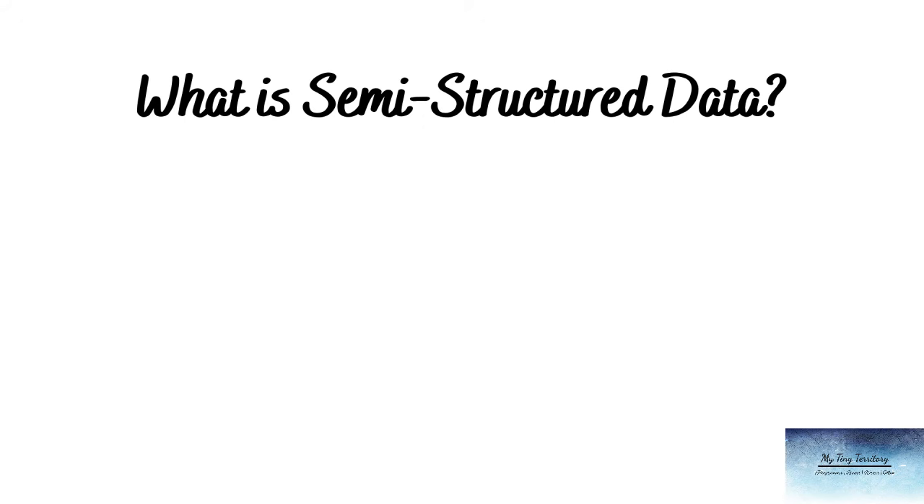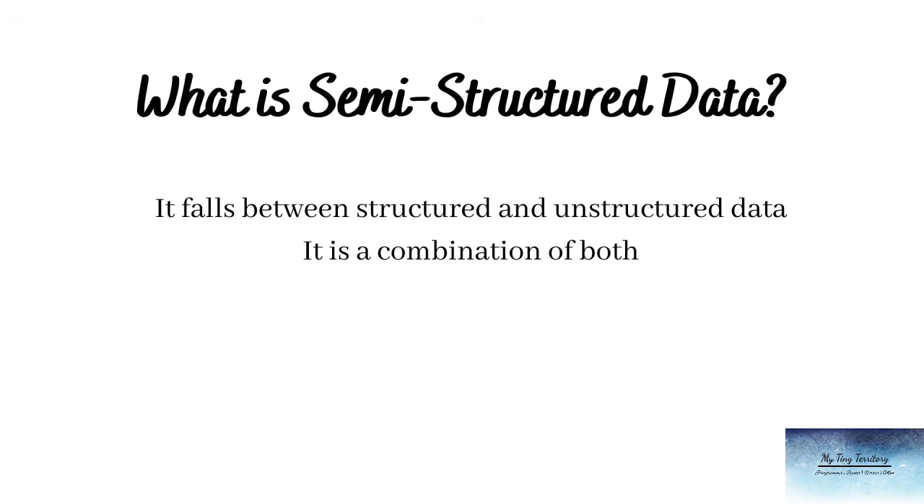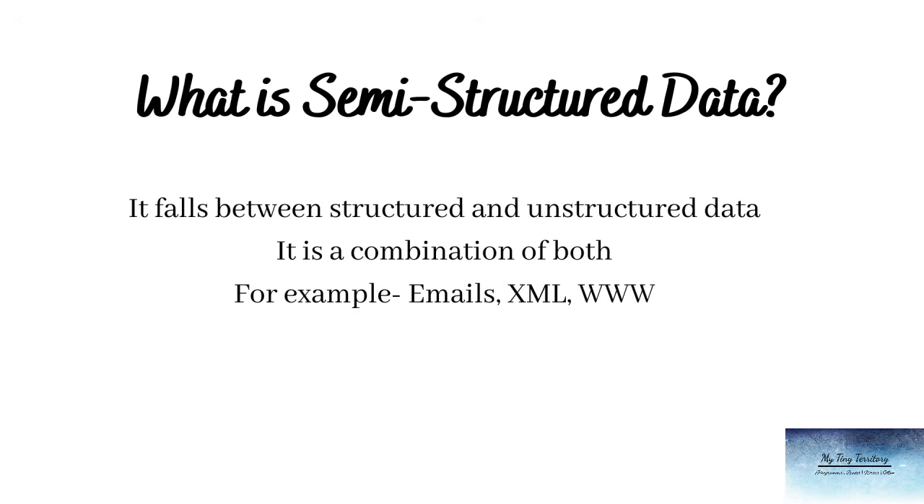As the name suggests, semi-structured data falls between structured and unstructured data. That means it is a combination of both, partly structured data and partly unstructured data. For example, emails. We have all seen a basic format of email. Part of the information in the email is structured and part of it is unstructured. For example, the name of the sender or the email ID of the sender, date, time. There is a proper way of mentioning these basic informations.